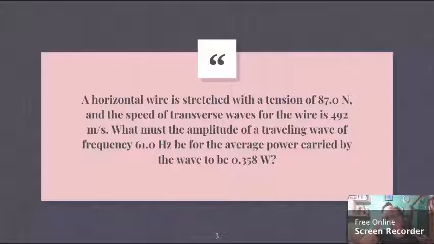So the problem goes: a horizontal wire is stretched with a tension of 87 newtons, and the speed of transverse waves for the wire is 492 meters per second. What must the amplitude of a traveling wave of frequency 61.0 Hz be for the average carried power by the wave to be 0.358 watts? So in this problem, we are asked to get the amplitude of the traveling wave.